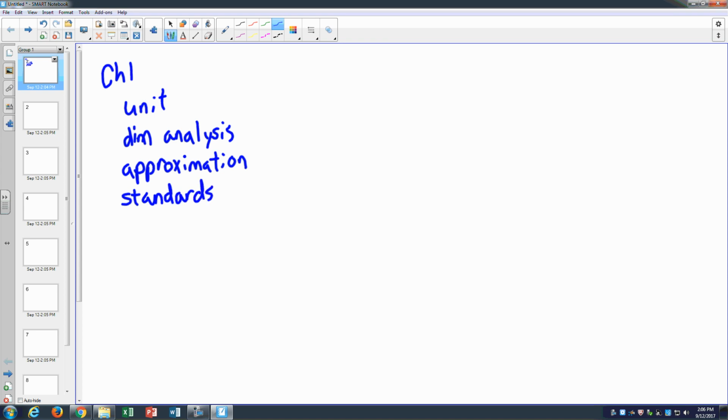We also had in chapter 1 our trig. Is that it for chapter 1? Am I missing anything? I think that's it. We'll come back if I remember. And in chapter 2, we had kinematics.